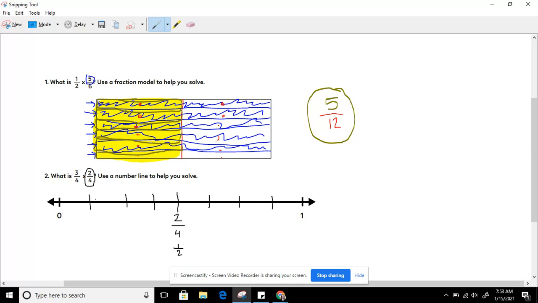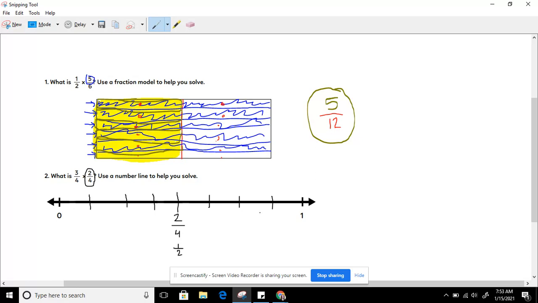Let's look at how many pieces we have total. So we've got 0, then we've got 1, 2, 3, 4, 5, 6, 7, 8. We have 8 pieces from 0 to 1. So what we're going to do is label those pieces.